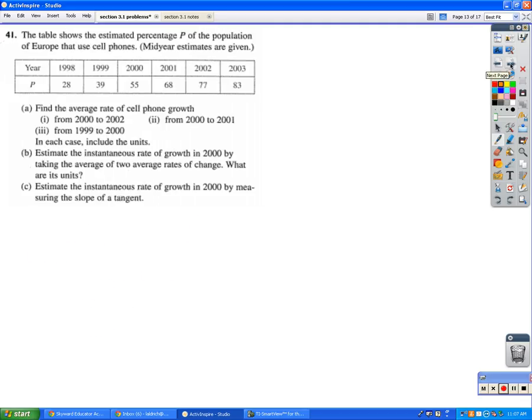Okay, I did all of this except for part C. Do they want me to actually graph it and then make a tangent line? Is this like that other thing? Do I have to do that? Okay, I'm good to go.